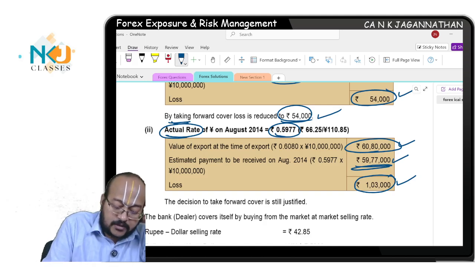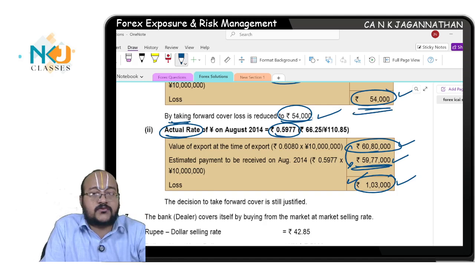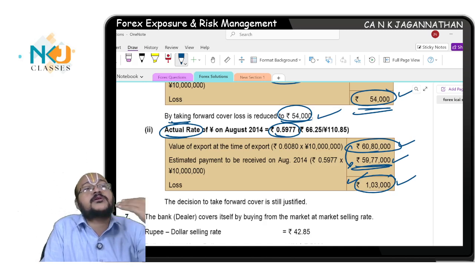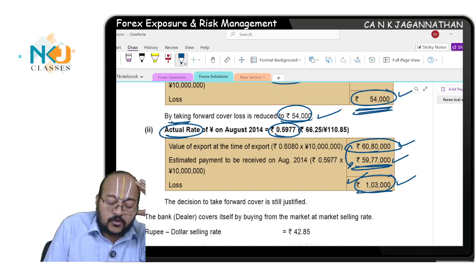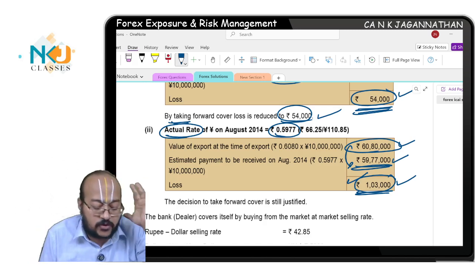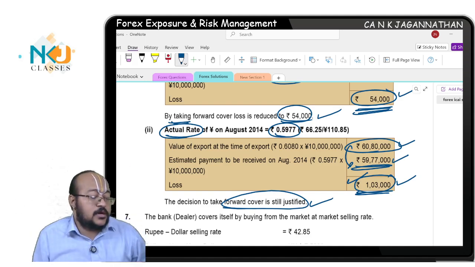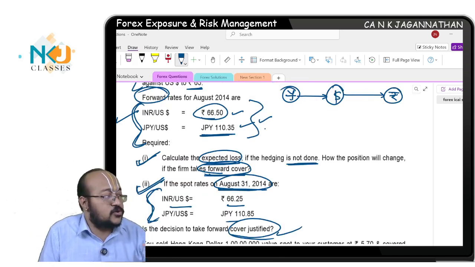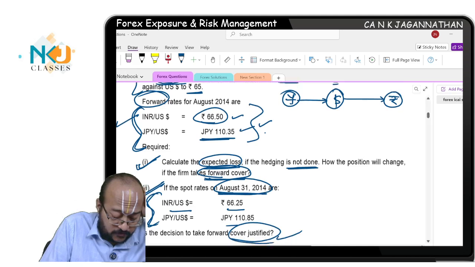What you will compare? These numbers you will compare, and you incur a loss of 1,03,000, which is obviously still more than 54,000. If you take forward cover, you will incur only loss of 54,000, and irrespective of what the maturity date spot price is, you will make only loss of 54,000. Here you are incurring more loss, additional loss. So it is still justified. Taking forward cover is still justified even as per the revised spot rate, which means even if they change the maturity date spot price.